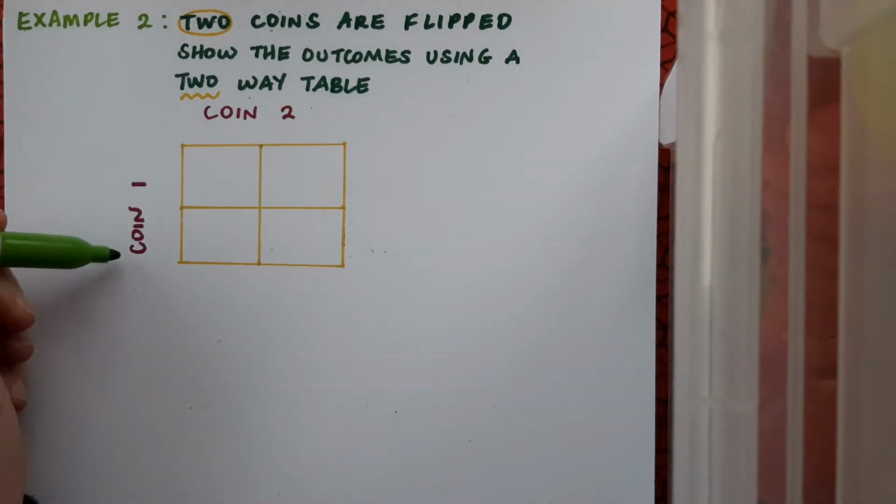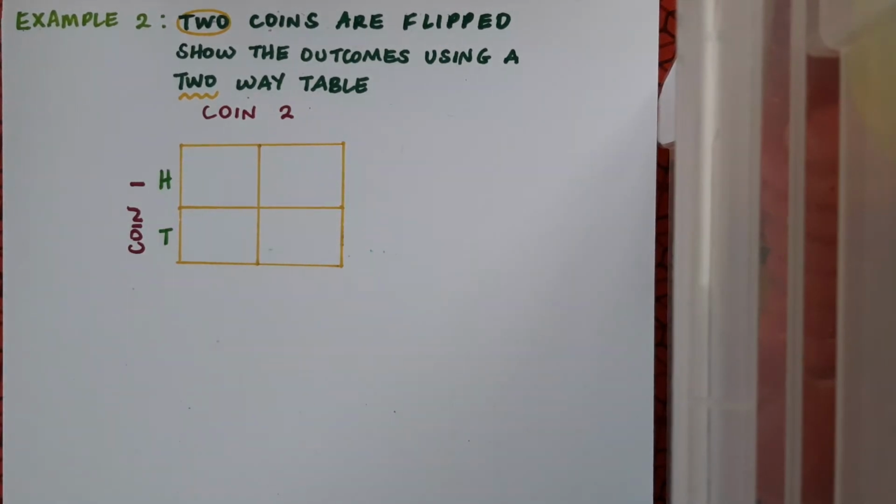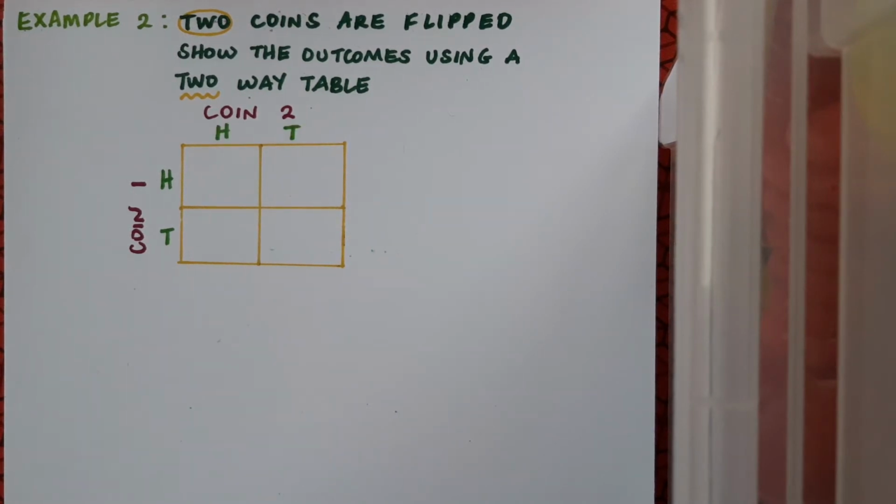So obviously when I flip coin 1, I can get heads or tails. So I'll note that outside the grid. And it's the same for coin 2. And then I'll just simply combine these to fill in the inside of the grid.